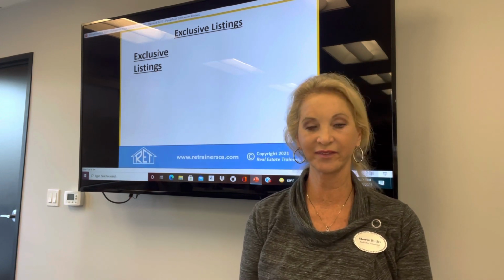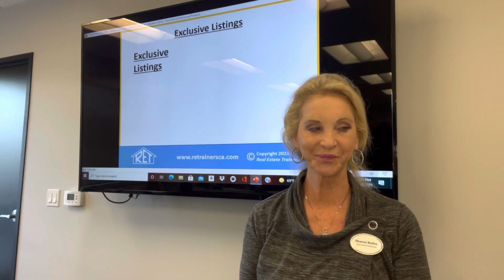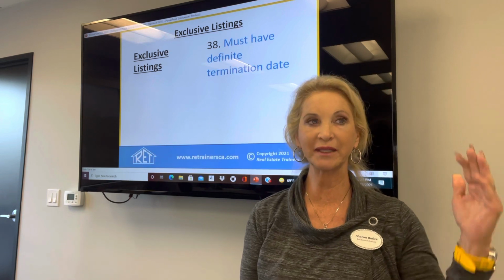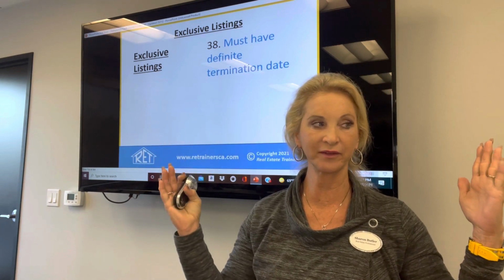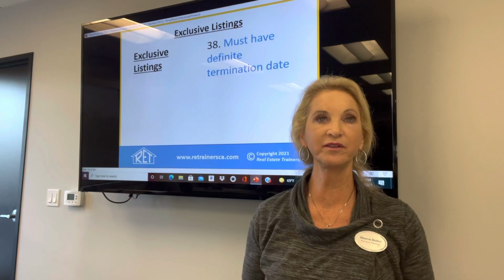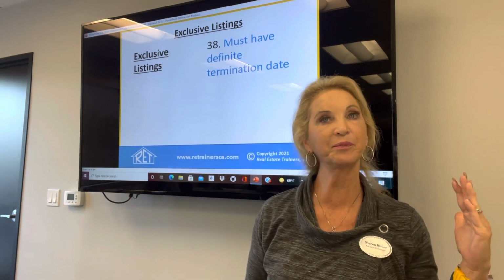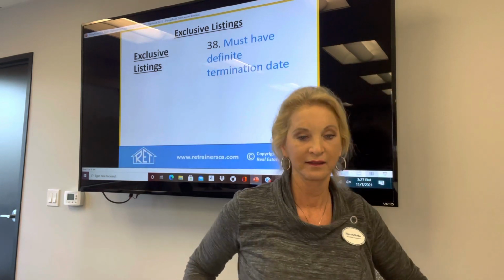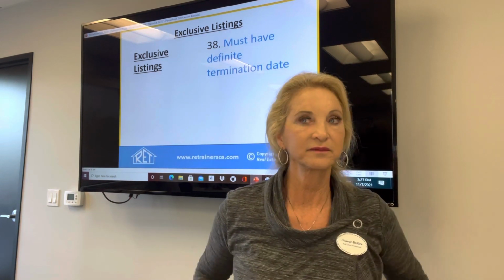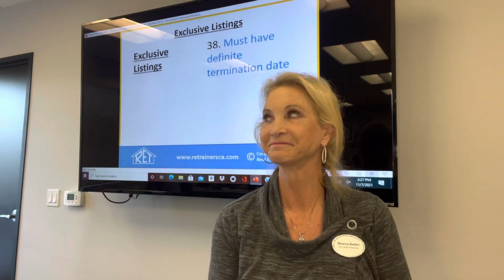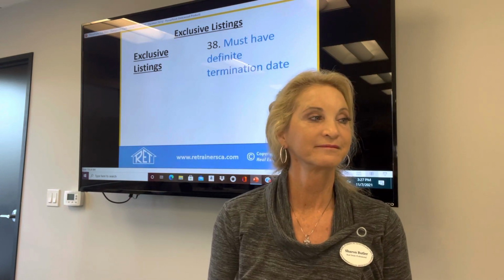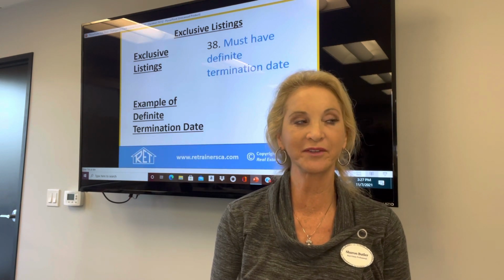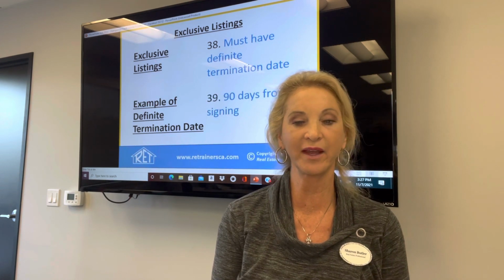Exclusive listings. Here we go. Must have a defined termination date. So you have a beginning point and an ending point on your exclusive listing. I'm listing your home for 3 months, so I'm listing it from this point to this point. There's always a beginning and an ending date. Examples of a defined termination date would be 90 days from signing.